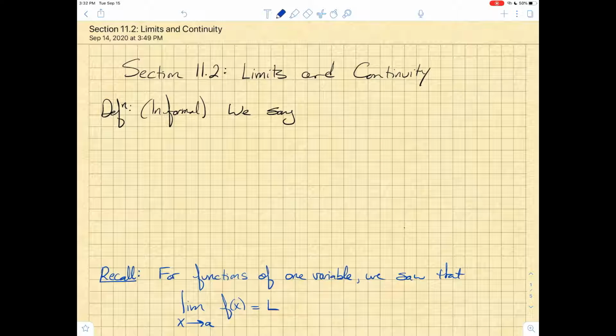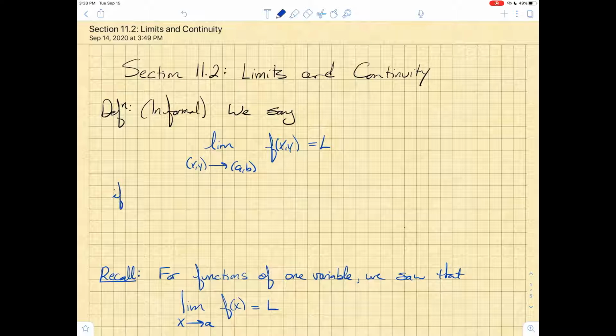All right, so we're talking about functions of two variables, and today we want to talk a little bit about limits and continuity. I'm going to give you a somewhat informal definition for the limit of a function at a point, but it's exactly what you think it should be. So we say that the limit as (x,y) goes to the point (a,b) of f(x,y) equals L. L here is a real number.